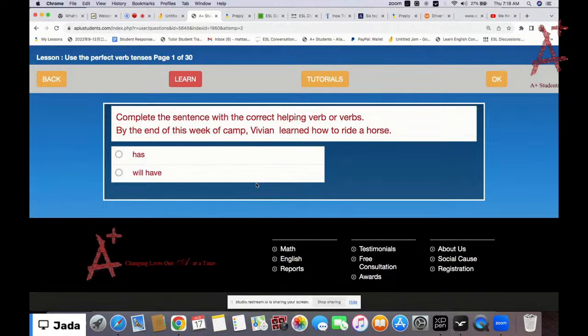Okay, all right, so complete the sentence with the correct helping verb. We have 30 questions here, and we will just answer a few together. And after that, I'll let you finish up the remaining part.